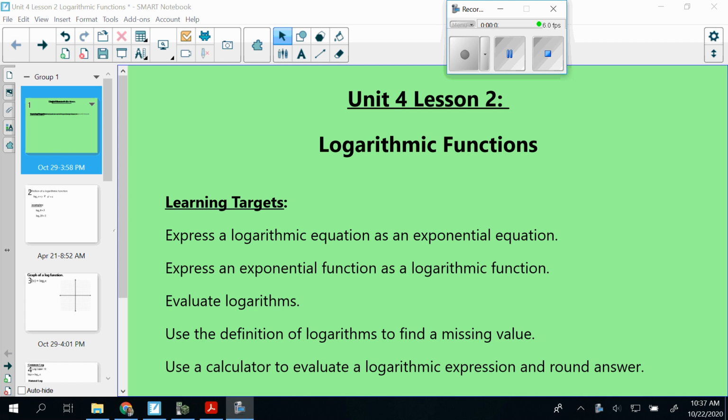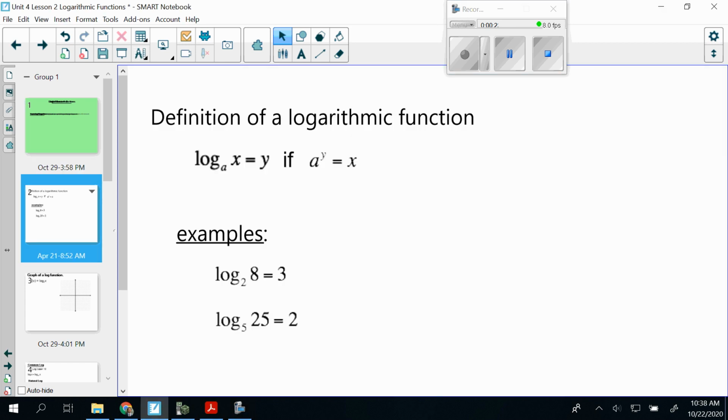All right, we're going to look at logarithmic functions today. We want you to be able to express a logarithmic equation in exponential form, go the other way and change it from exponential to logarithm, evaluate logarithms, and then use those to solve with a calculator. Definition of a logarithm function is this.